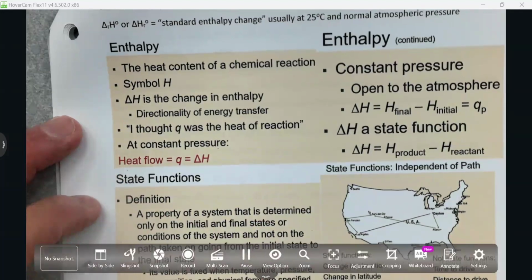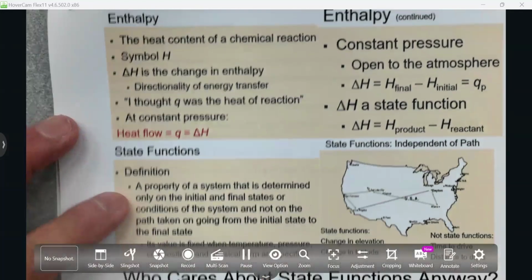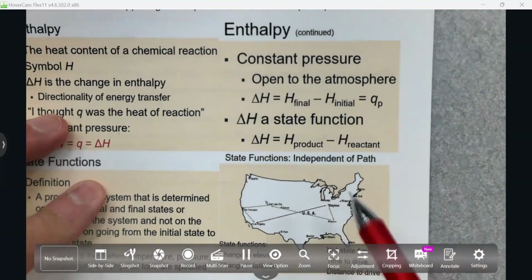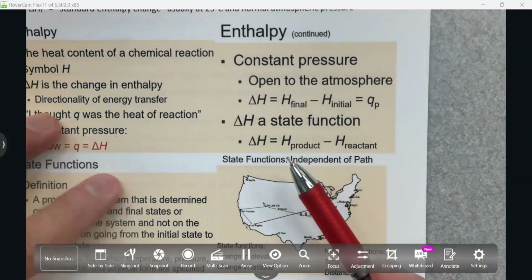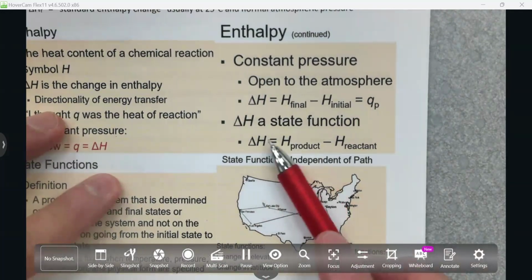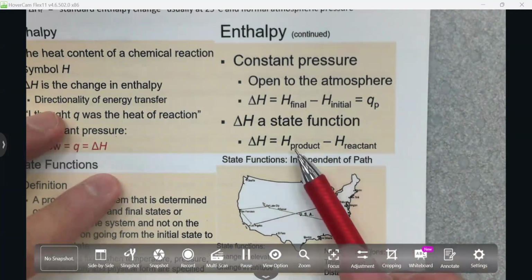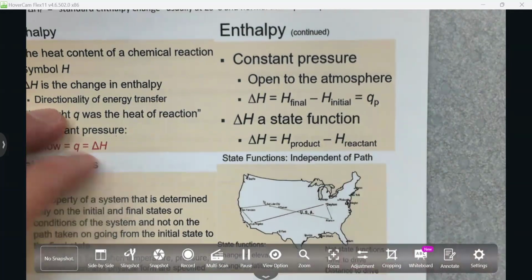Okay. Eventually, we're going to calculate our heat this way. Enthalpy is going to be product heat minus reactant heat. Products minus reactants.